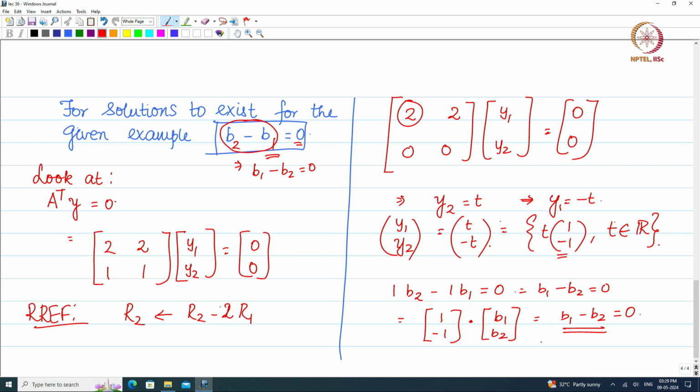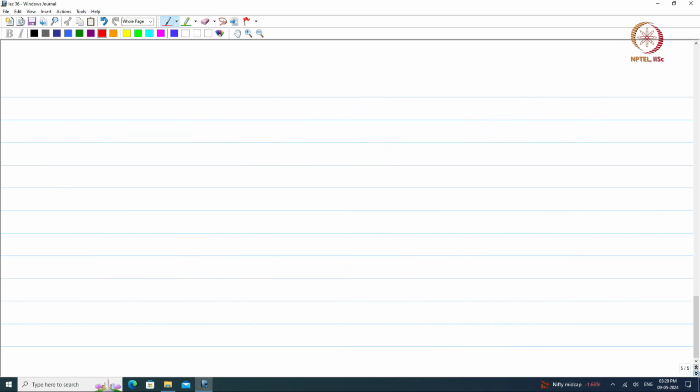So we see that the dot product of B with the solution to the homogeneous system of equations is what is required. If this is satisfied, then the system of equations Ax equal to B becomes consistent. So the consistency condition is basically saying that you have to look at the dot product of B with the solution to the homogeneous system of equations A transpose Y is equal to 0.